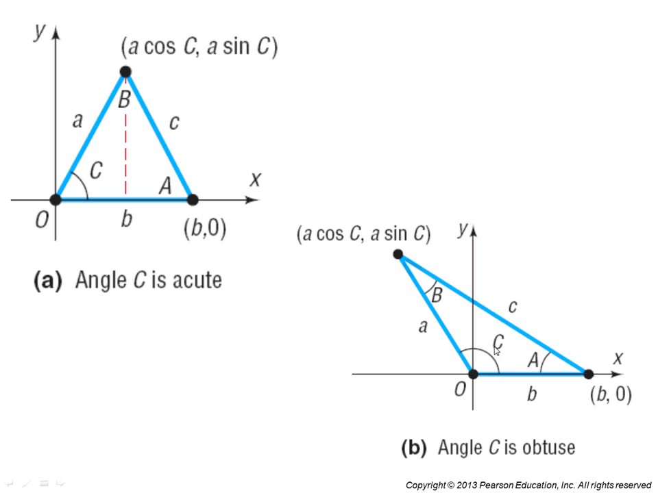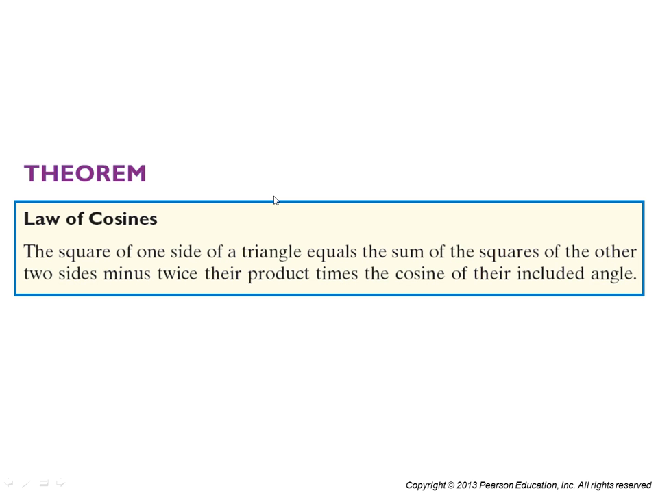If we had an obtuse triangle, these would still be a cosine c and a sine of c. All right, so the theorem of the law of cosines in words is: the square of one side of a triangle equals the sum of the squares of the other sides minus twice their product times the cosine of their included angle.